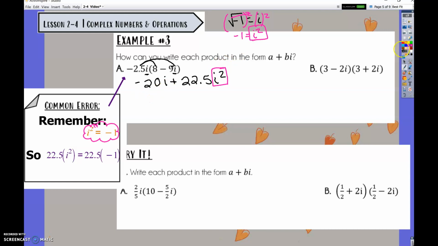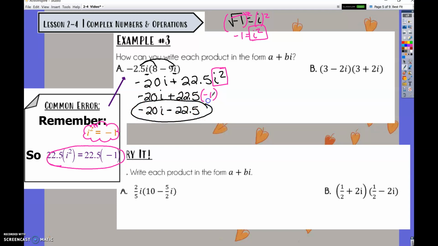So I would have negative 20i plus, and we don't want to rewrite this i with square root of negative 1. We prefer to leave it as i. I'll have 22.5, but instead of i squared, I'm going to substitute negative 1. That means multiply by negative 1. So you'll see this common error down here. You want to actually replace that i squared with negative 1. By doing so, I get negative 20i, and positive times a negative 1 would be a negative 22.5. And this would be your final answer.